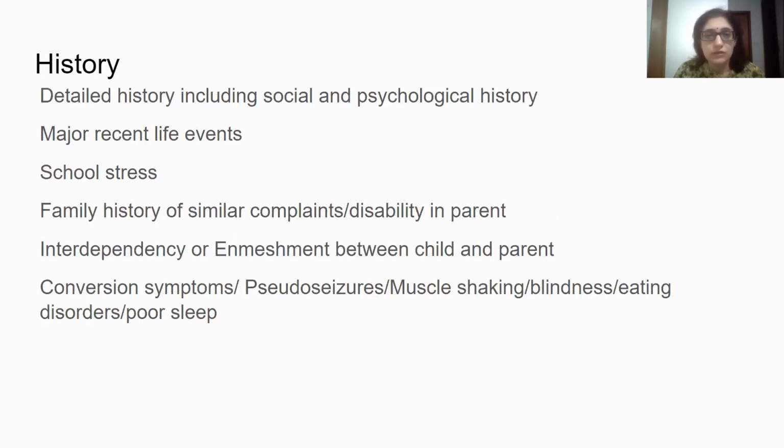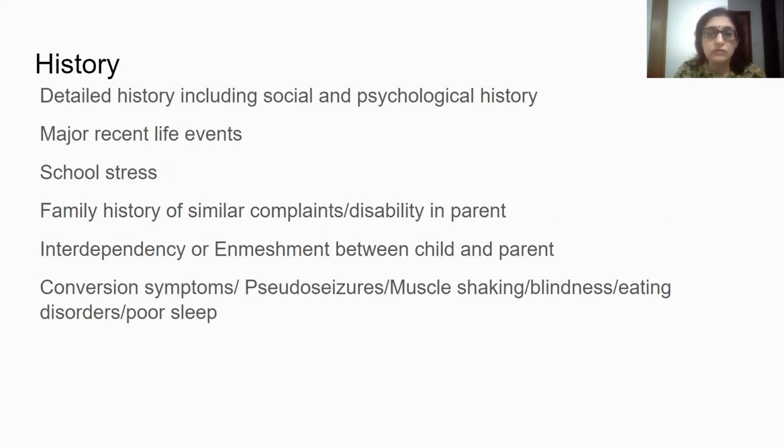A detailed history is very important, including social and psychological history. It's important to ask about any major recent life events, any school stresses, or bullying by peers. There may be a family history of similar complaints in the mother. Even as we take the history, we need to look for clues such as interdependency or enmeshment. That means when we pose a question to the child, the parent answers.